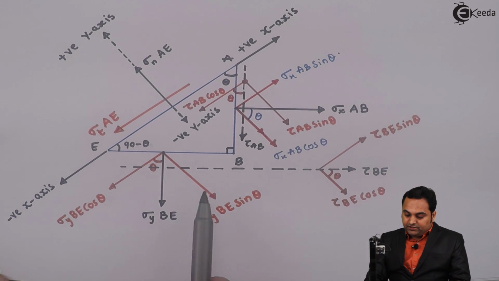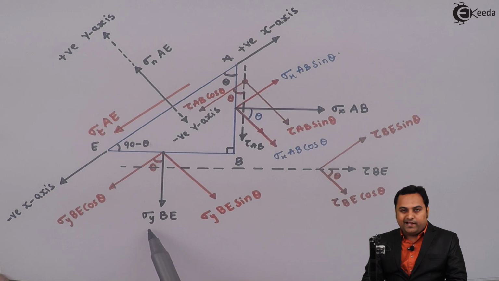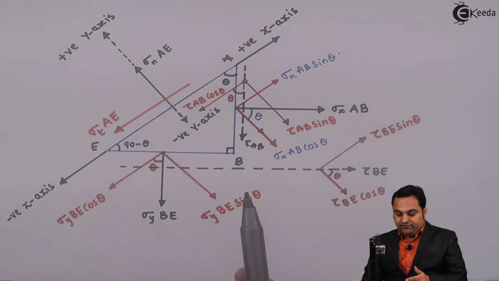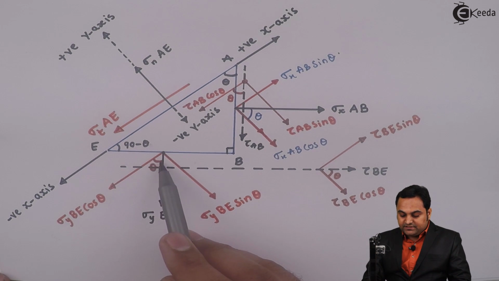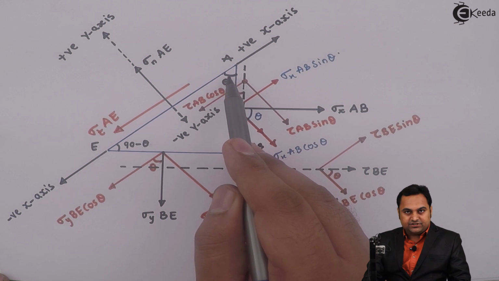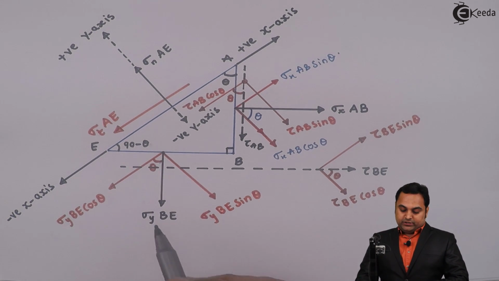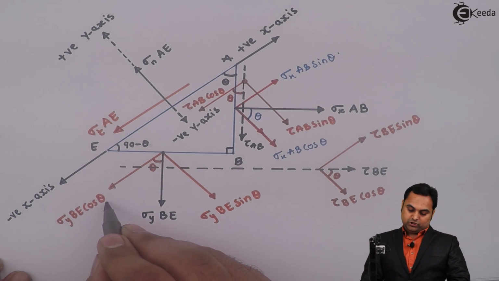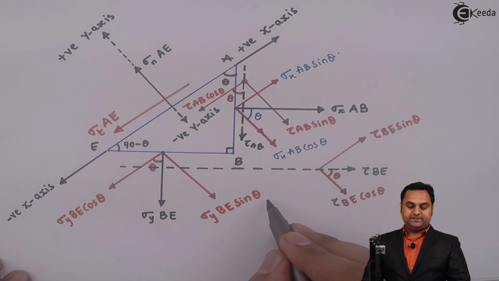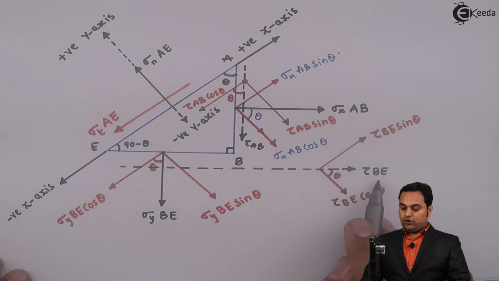Next, if I consider the face BE, on this I am having the force sigma y into BE. Now if I draw a line parallel to the plane, here I have a component, this is inclined at theta, because theta is the inclination of the plane with the vertical. Similarly for this parallel line to the plane, there is theta angle. So here I have the components sigma y BE cos theta, sigma y BE sin theta.